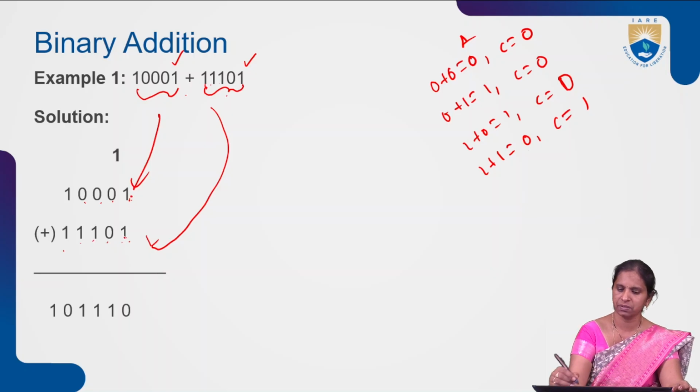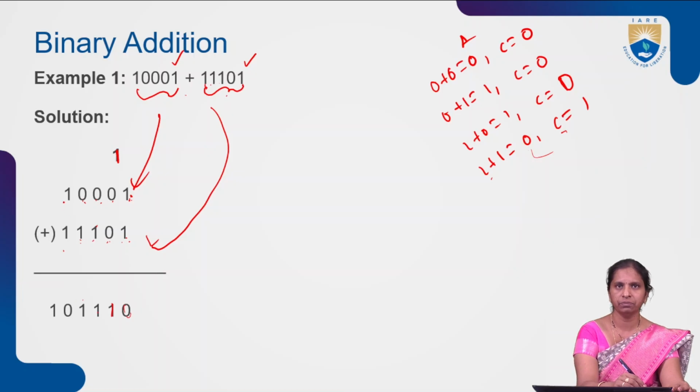Now what is 1 plus 1? It equals 0, and the carry is 1. Therefore 1 plus 1 equals 0 and the carry is 1. Then 1 plus 0 equals 1, and 1 plus 0 equals 1. Therefore we write 1 here, and we don't have any carry here. Then 0 plus 1 equals 1, and 0 plus 1 equals 1.